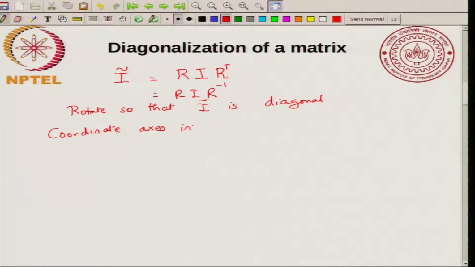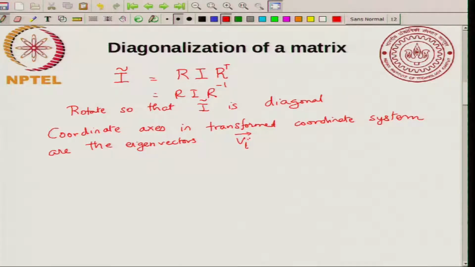Axis in transformed coordinate system are the eigenvectors. I'll just call them eigenvectors Vi. Okay. So what we have done is we have rotated them, and when you find that it becomes diagonal, then the axis that you have in this rotated coordinate system is nothing but the axis points along the eigenvectors.